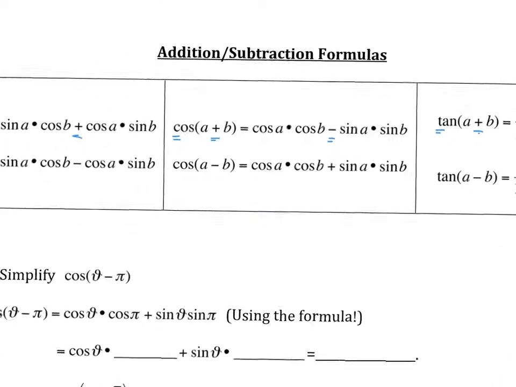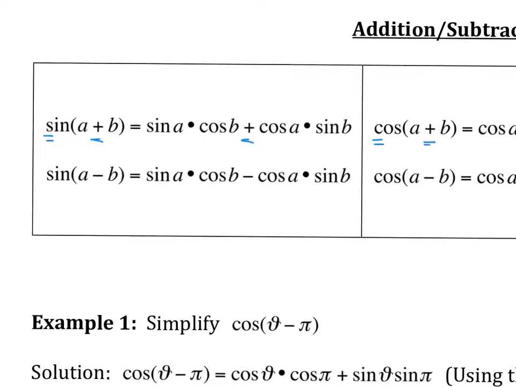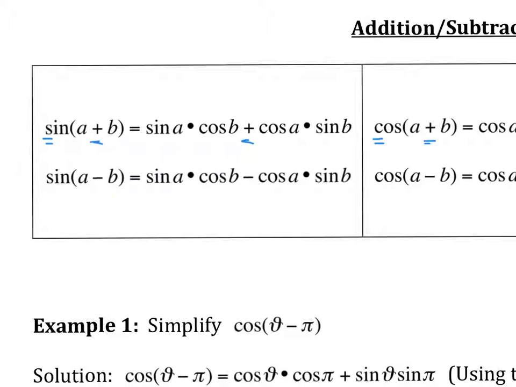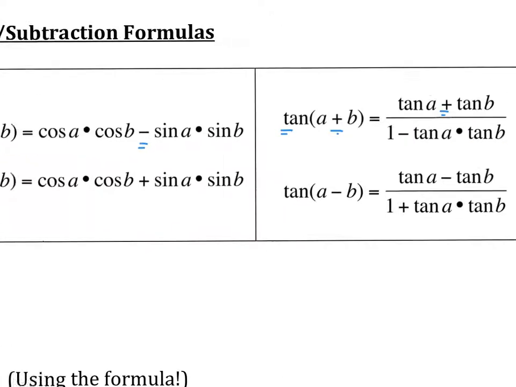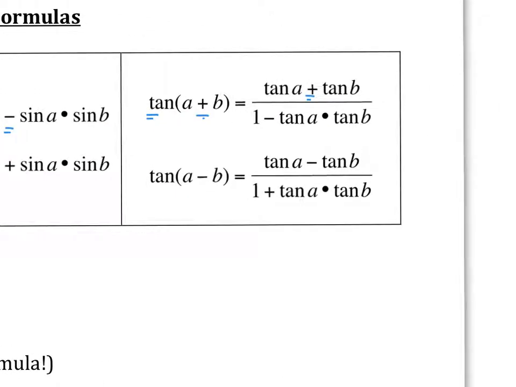Mr. Mealy taught me a way that if you say it really fast, it has a nice little beat or rhythm to help you. For sine, it's sine, cosine, cosine, sine. Sine, cosine, cosine, sine. And then cosine is cosine, cosine, sine, sine. And then tangent, when you get to it, is tan, tan, one tan, tan.